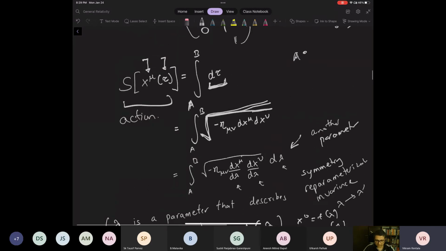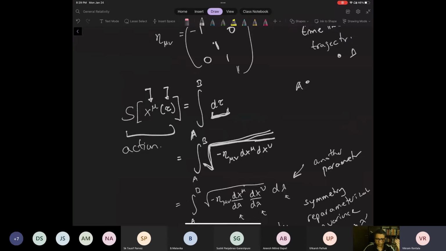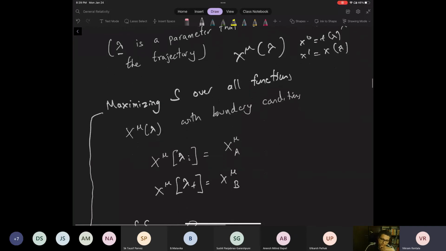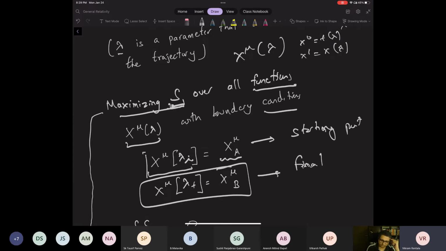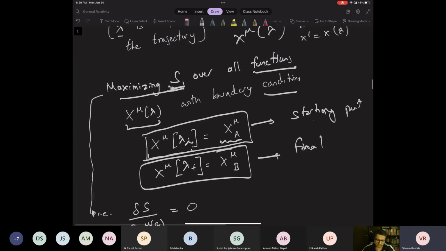Now the claim is that if I want to find the equation of motion of such a particle, which is going from A to B, all I have to do is, for all functions x mu of lambda with the boundary conditions that the initial x mu of lambda at some initial lambda is x mu of A, this is my starting spacetime point, and my final point x mu of lambda is x mu B, which is my final spacetime point, all I have to do is extremize this action.